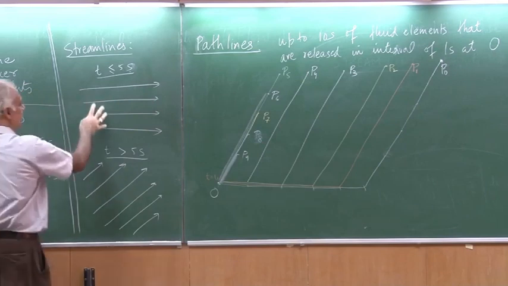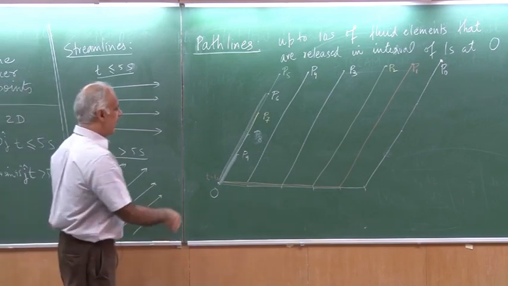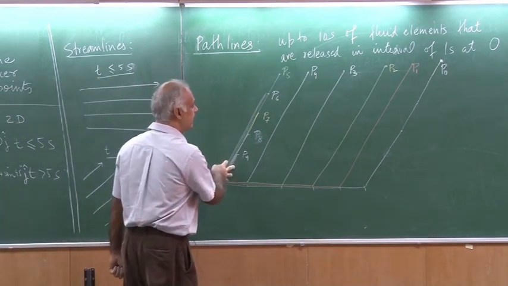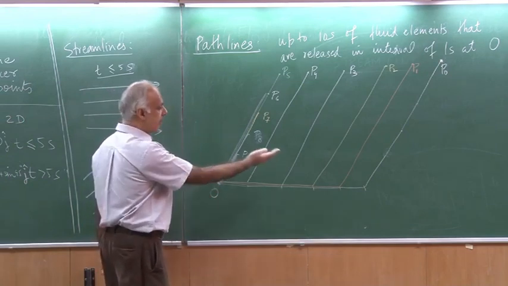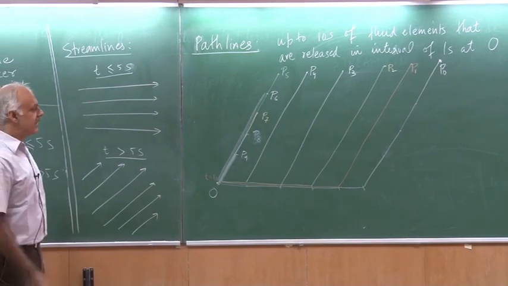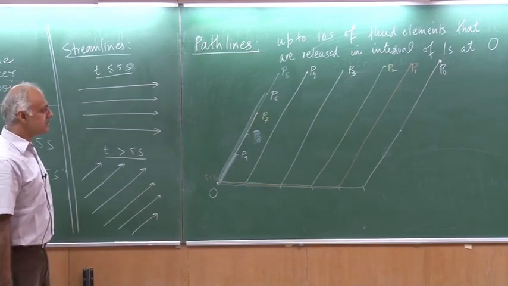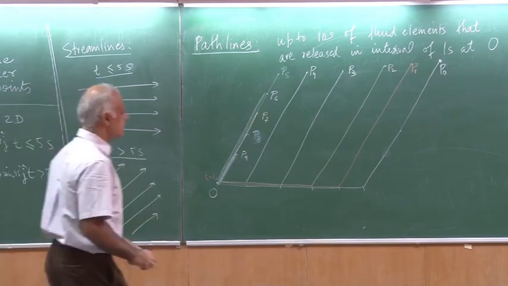So what I have shown you are the path lines. These are the streamlines for t less than 5 and t greater than 5 seconds, and these are path lines of the particles that start from the origin. I could draw path lines of other particles also which are not necessarily from the origin, and of course they would be different. Now the question is, what about the streak line?